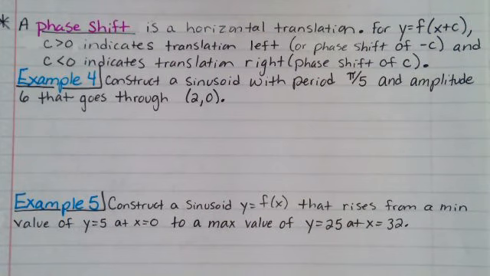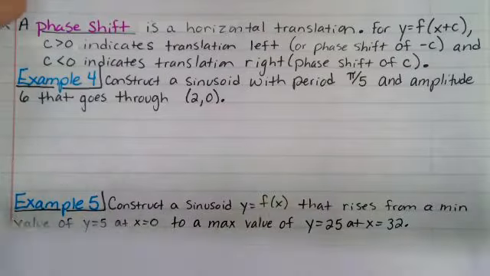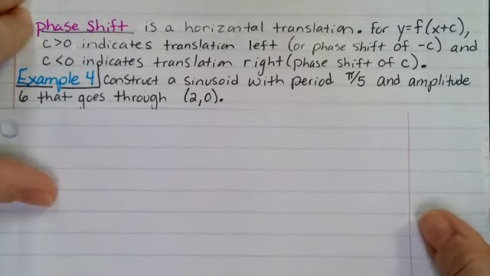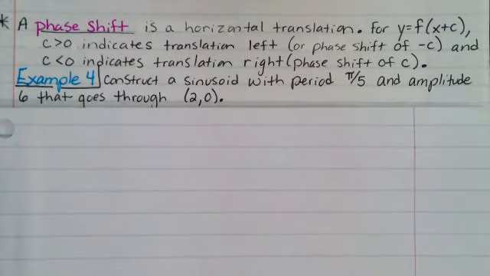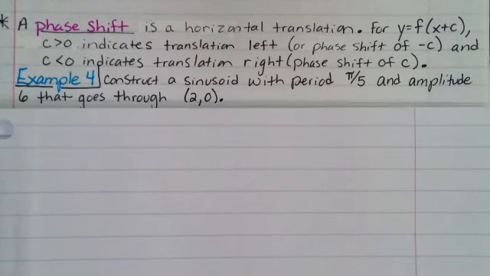Now, on example 4, they said to construct a sinusoid with a period of pi over 5, amplitude of 6, and it's going to go through the point 2, 0. So this is a little bit of a different type of question than what we have seen so far in this section. It's just creating your equation based on different attributes. Notice they didn't even say a phase shift on here, but that term is going to come in handy as we're working through the problem. I would also suggest that you keep a calculator handy because we're going to use that to our benefit in a few minutes, okay?